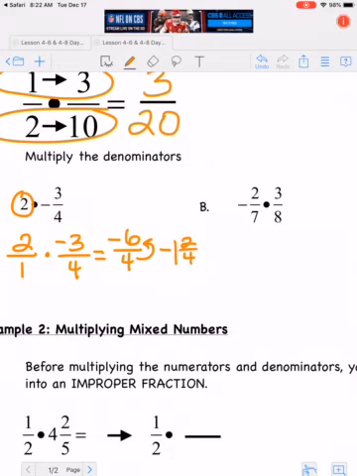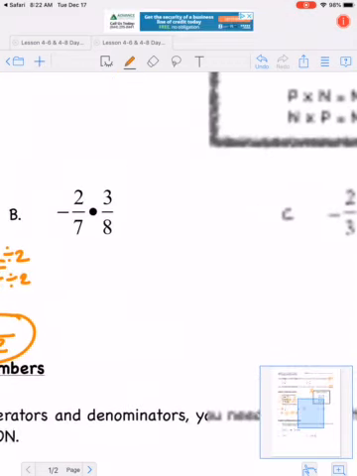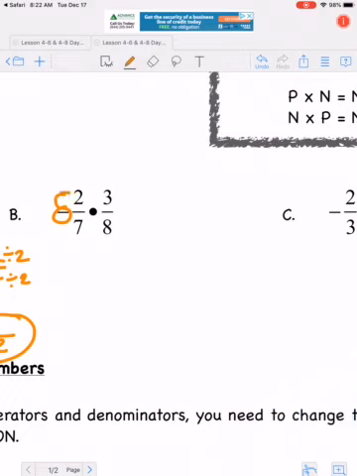Then we have 2 out of 4 left over. However, this is not the end result because we can divide our numerator and our denominator by 2. So we get negative 1 and 1 over 2 as our final answer.